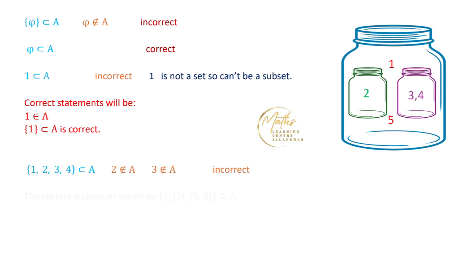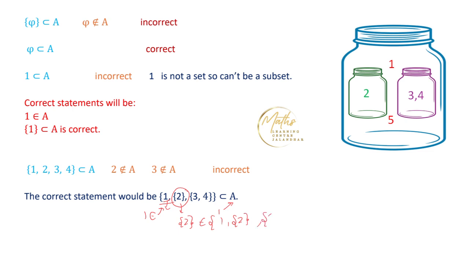The correct statement in this case would be that this set containing 1, then the set containing 2, then the set containing the elements 3, 4, is a subset of A. Because in this case, every element that we have over here, 1 belongs to this set and 1 belongs to A. We are talking about this element, the set {2}: it belongs to the set containing 1, 2, 3, 4, and this {2} also belongs to A. And similarly this set {3, 4} belongs to this set as well as to the set A. So the correct statement would be in this form.